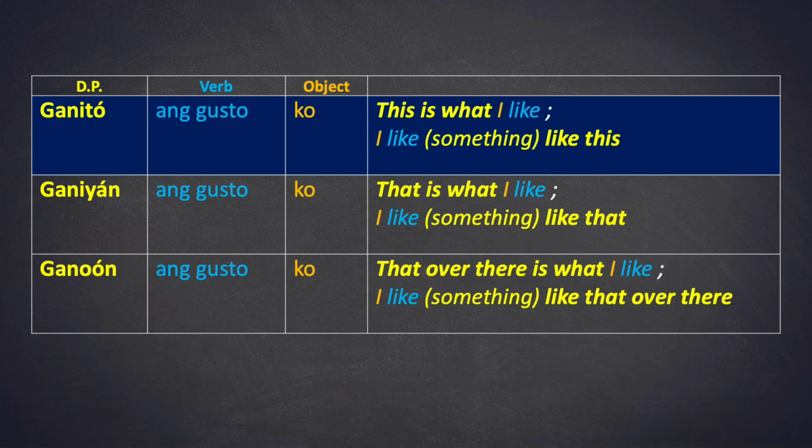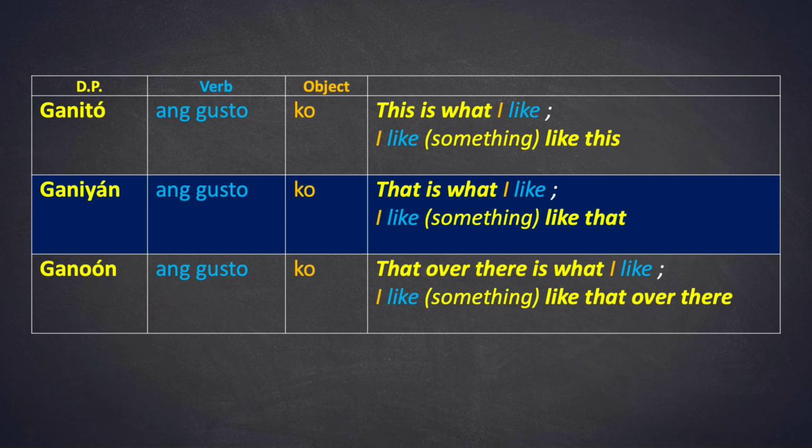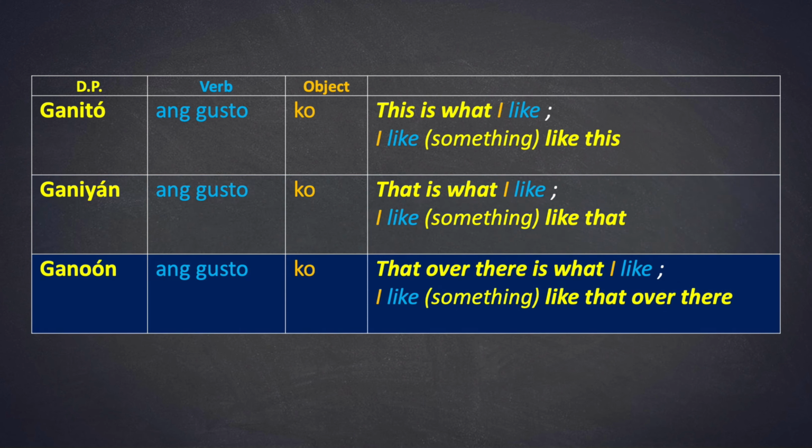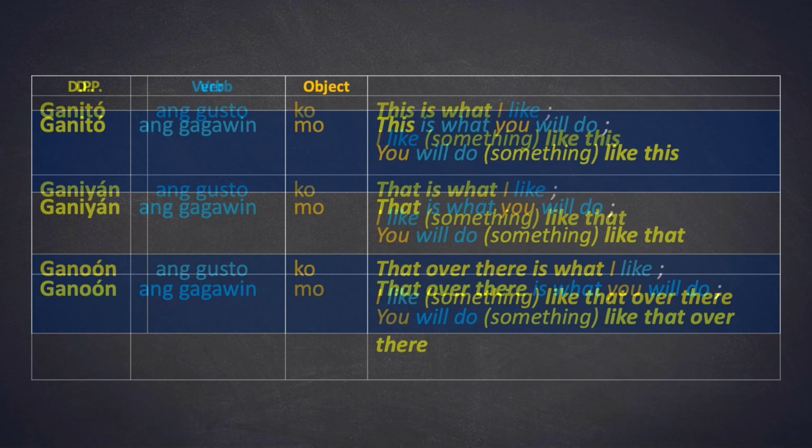Ganito ang gusto ko. This is what I like. Or, I like something like this. Ganiyan ang gusto ko. That is what I like. Or, I like something like that. Ganoon ang gusto ko. That over there is what I like. Or, I like something like that over there.